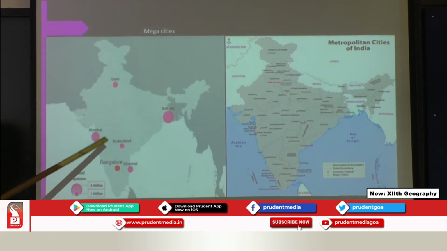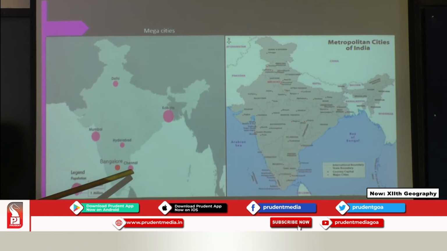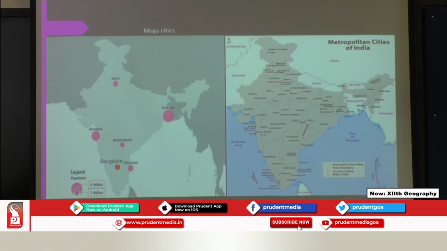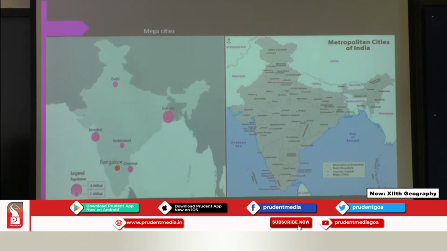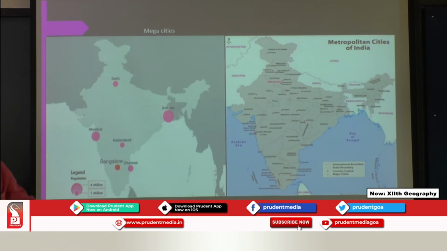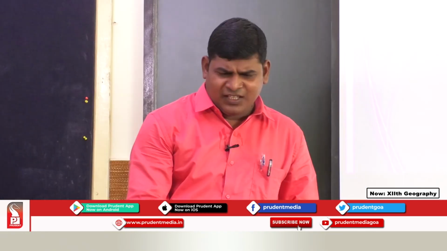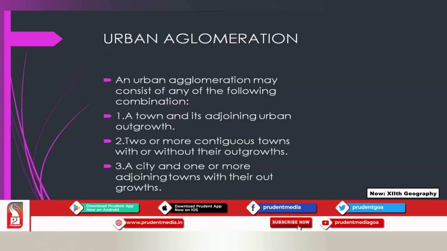Okay. I was talking about mega cities, you can see clearly here Delhi, this is Greater Mumbai, Hyderabad, Bangalore, Chennai and Kolkata. These are the mega cities, and the largest urban agglomeration in India is Greater Mumbai. On the other side you can see metropolitan cities, so many are there, important cities of the different states of India.